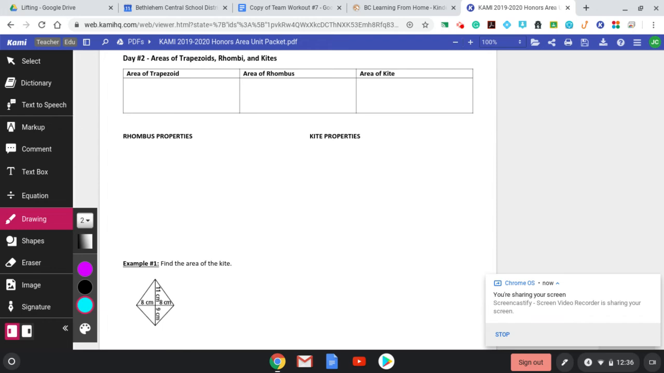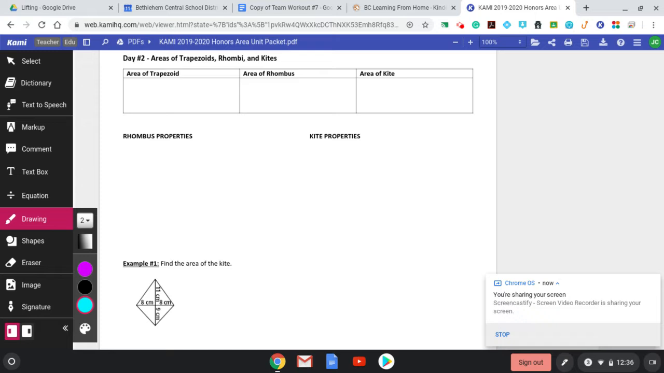Hey everybody, back again. Day 2 of area. On day 1, we focused our attention on finding the area of a triangle and a parallelogram. Now it's on to the trapezoid, rhombus, and kite. So quick review of those formulas.